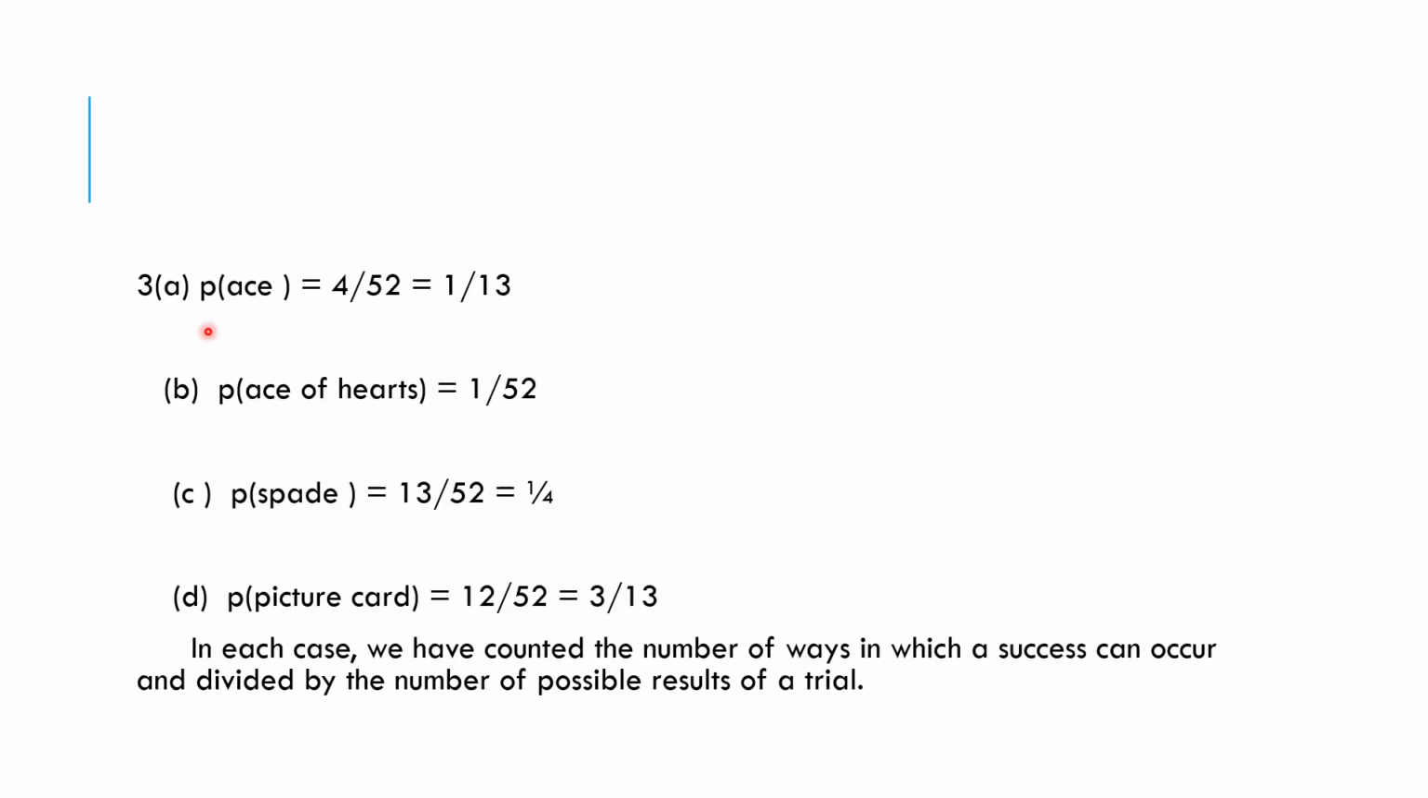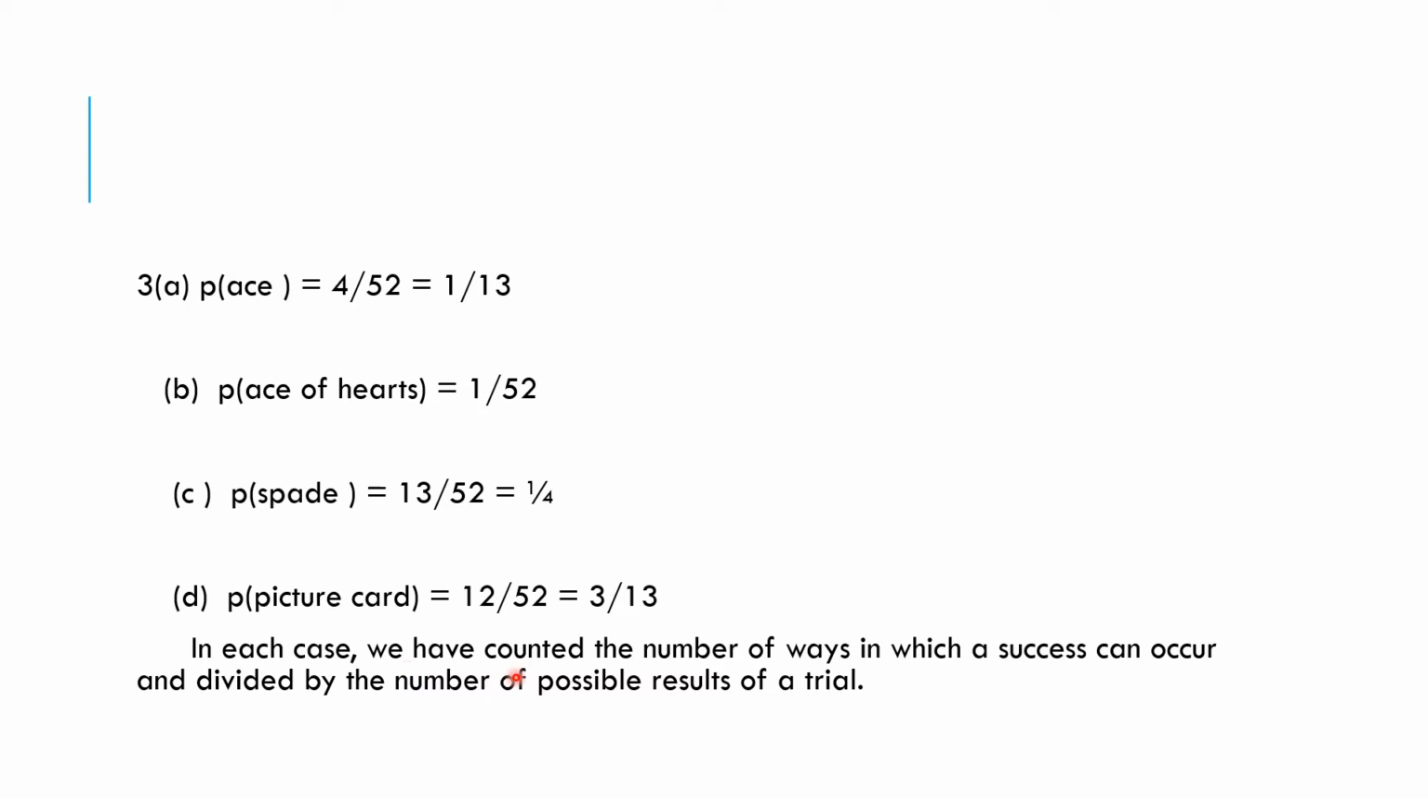Okay, so let's have a look at the solution. A, the probability that a card drawn is an ace is 4 over 52, that is 1 over 13. B, the probability that the card is an ace of hearts is 1 over 52. C, the probability that the card drawn is a spade is 13 over 52, since we have 13 spades and the total number of cards is 52, that is 1 over 4. D, the probability that a picture card is drawn is 12 over 52, that is 3 over 13.